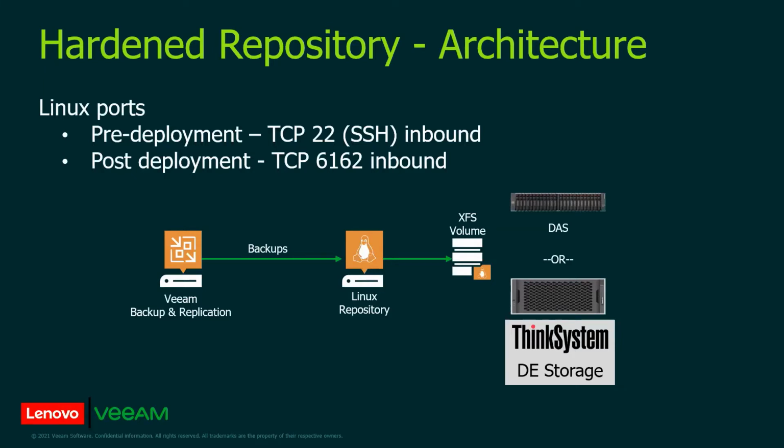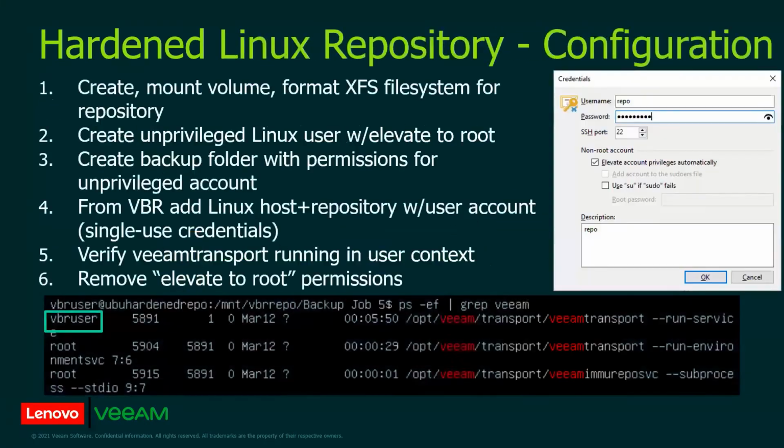So we have the Veeam server, we add the Linux repository in more or less the same fashion that, if you've added a Linux repository to Veeam, you've done it in the past. And then we need some XFS formatted file system, whether that's backed by direct attached storage or DE storage. DE storage will be our preference, but it ultimately doesn't matter to the hardened Linux repository. And then in terms of firewall security, we do need SSH inbound for the initial deployment, but then post deployment that could potentially be turned off, and we would only need one single port inbound to the server, again, to help with the security posture of the repository.